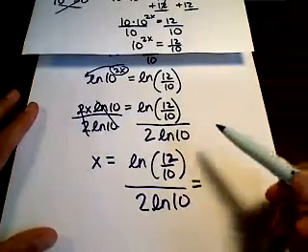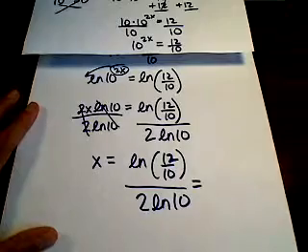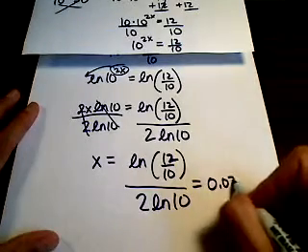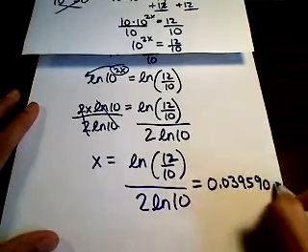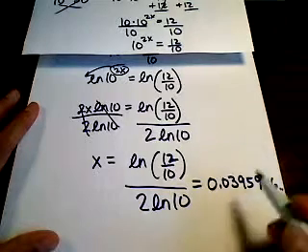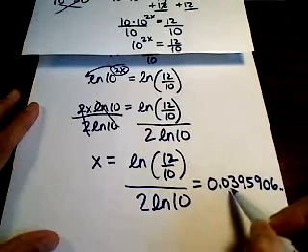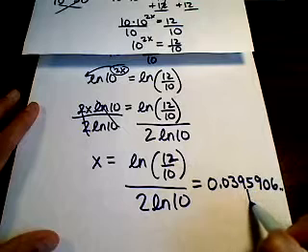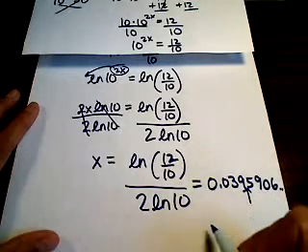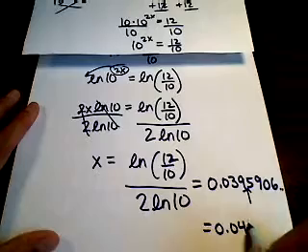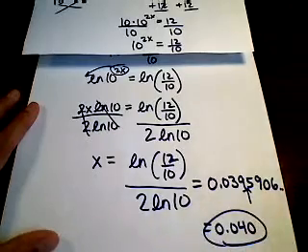They wanted an approximation. When you plug this into your calculator, you get 0.039596, and it goes on. They asked us to round to 3 decimal places here. So 1, 2, 3 would put us right here. So if we round that, it's actually going to be 0.040 would be our answer for this problem.